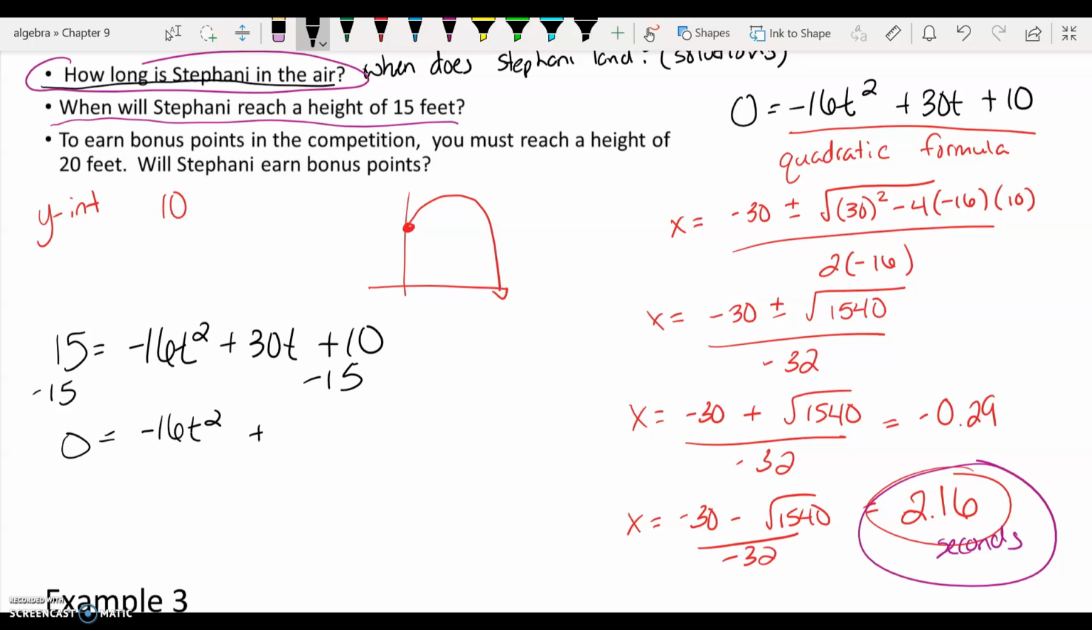And now you can use the quadratic formula again. Now on this one, you're going to get two answers. I'm not going to do it for the sake of time. But they both make sense. And that's fine, because it would make sense that she got to 15 feet and then 15 feet again, going up and then coming down.